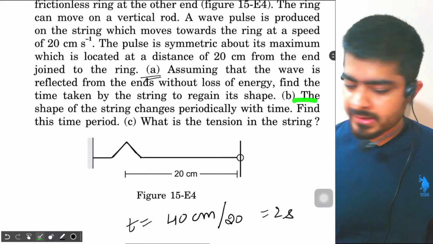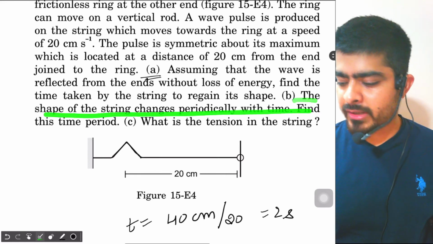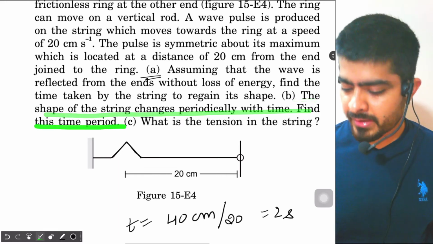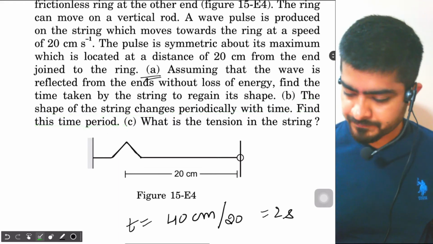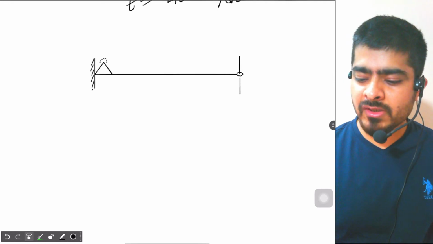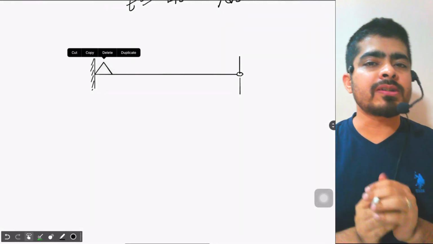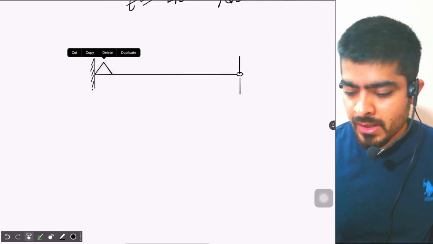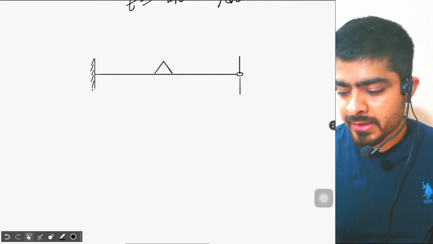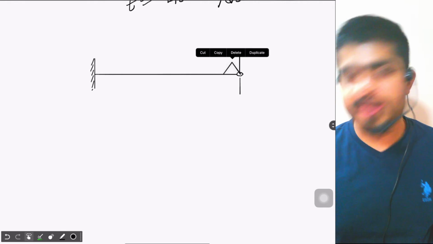Now they are asking that the shape of the string changes periodically with time. Find this time period. Okay, observe. See, suppose this is your pulse and it is initially at the left end. The total length of the string is 30 centimeter. So this pulse is traveling a distance of 30 centimeter, reaching this end.